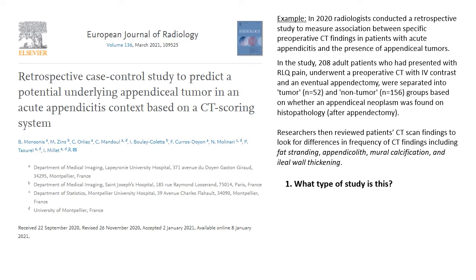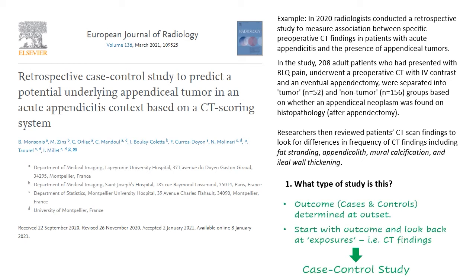Now let's pretend for a second that they didn't put case control study in the title. In this study, researchers begin with a tumor group and a non-tumor group, and then they look back to see which CT findings were associated with an appendiceal tumor. This method of starting with cases, persons with tumors, and controls, persons without tumors, is characteristic of case control studies.